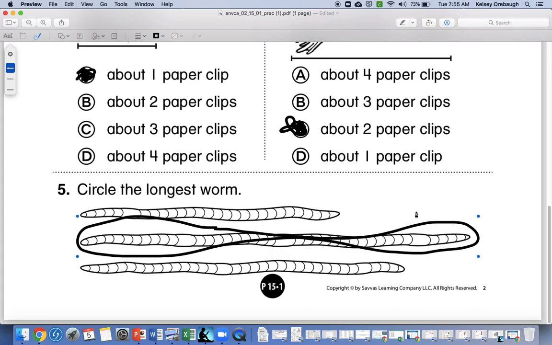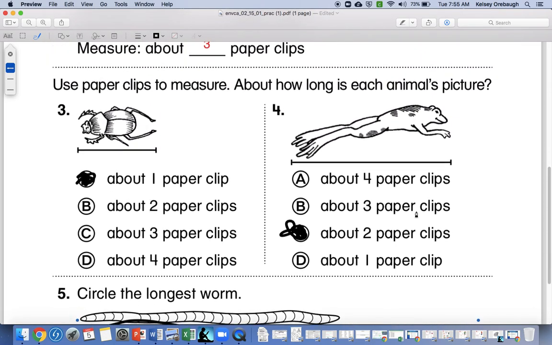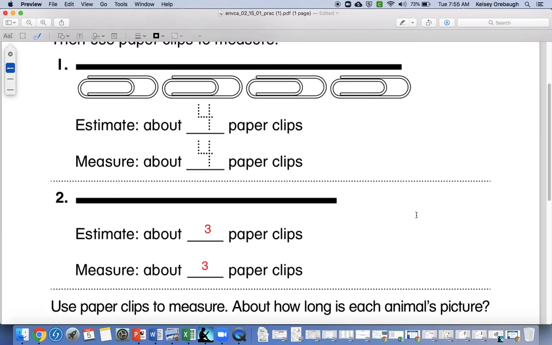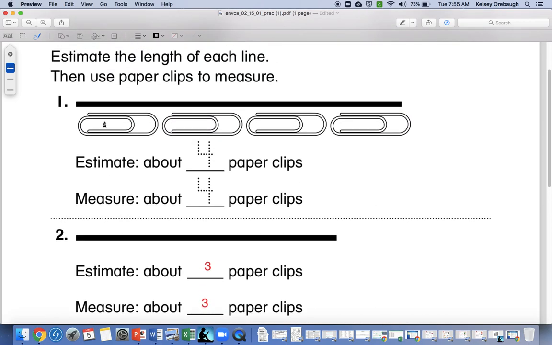All right, guys, I hope that this was informative. Once again, if you cannot print this page out or print out your quick check page, I would use an item that you have in your house that's about the same length as the paper clip to measure.